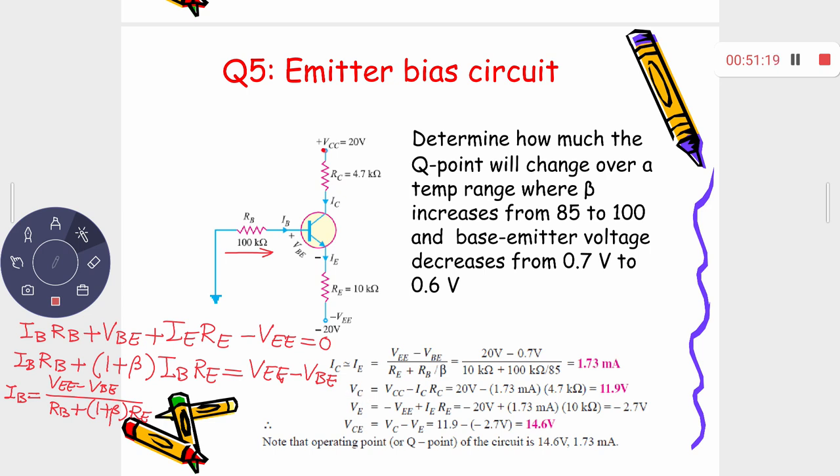VCC minus this drop, VCC minus ICRC, that means equal to 11.9 volt. And what is VE voltage? Minus VBE plus this. That means you are getting like minus 2.7 volt. So 11.9 volt the collector voltage, minus 2.7 volt emitter voltage, so VCE is 14.6 volt. Okay, and the collector current is 1.73 milliampere. Right?